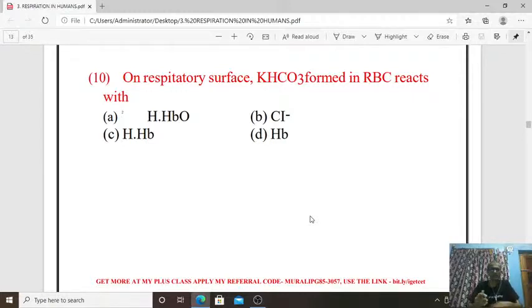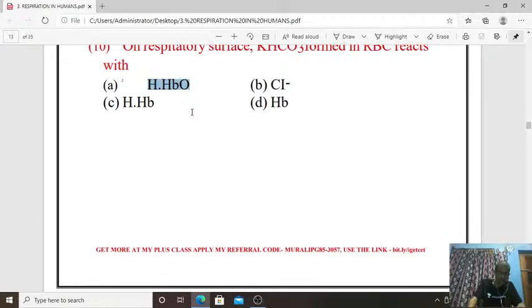Question number 10 says that on the respiratory surface, KHCO3 formed in RBC reacts with what? Potassium bicarbonate formed in RBC reacts with what? The answer is A, HHbO2 content. For the 10th one, the answer is A. Next question.